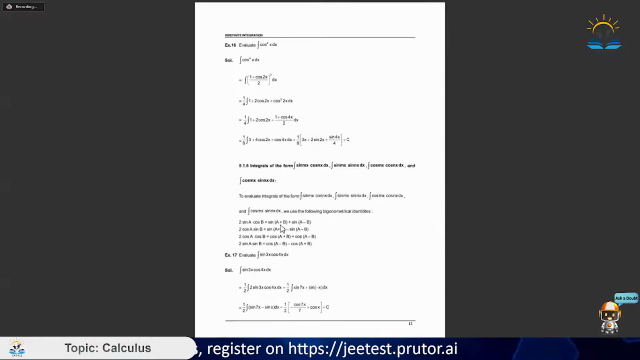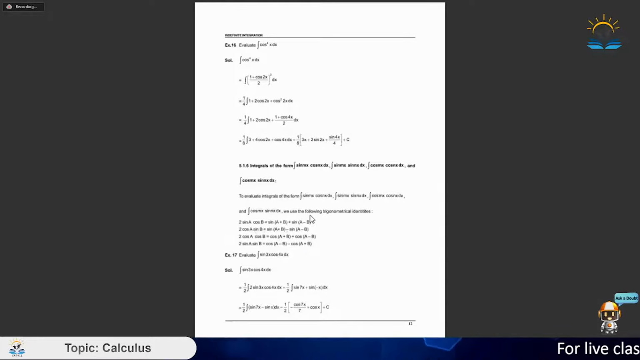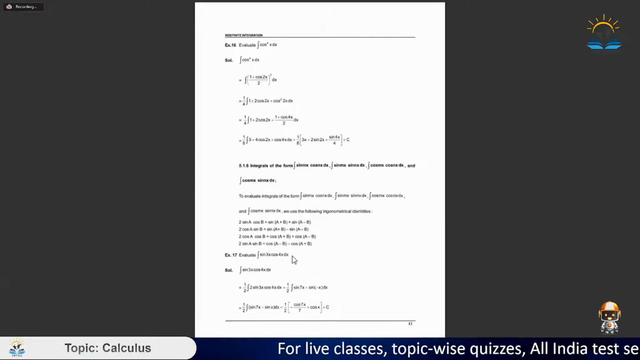So 2 sin a cos b would be converted to sin(a plus b) plus sin(a minus b), and 2 cos a sin b would be converted to sin(a plus b) minus sin(a minus b). Generally, we will not have this factor of 2, so what we would be doing is dividing by 2 in this summation part. Here let us take a quick look at question number 17. What is the integration of sin 3x cos 4x dx?